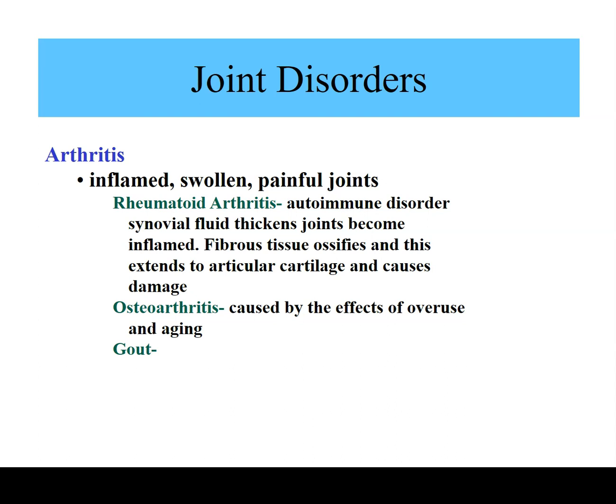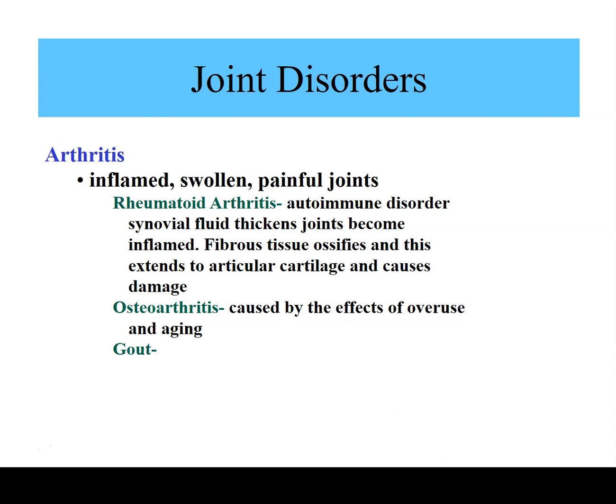Okay, arthritis. There are 3 different types of arthritis. It causes inflamed, swollen, painful joints. Rheumatoid arthritis is an autoimmune disorder. An autoimmune, remember, auto means self. So the immune system actually attacks oneself. Synovial fluid thickens when the joints become inflamed. The fibrous tissue becomes hardened and ossifies, and this extends to the articular cartilage and causes damage to the joint and makes that joint look disfigured.